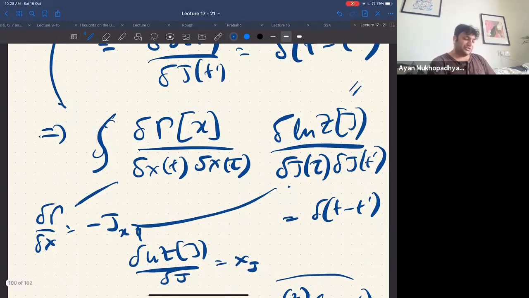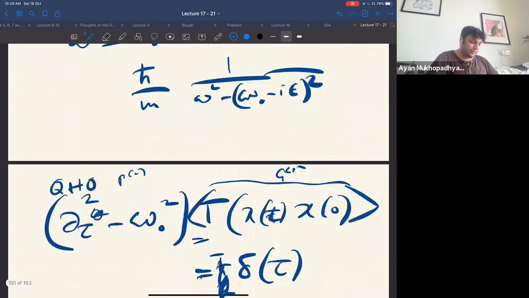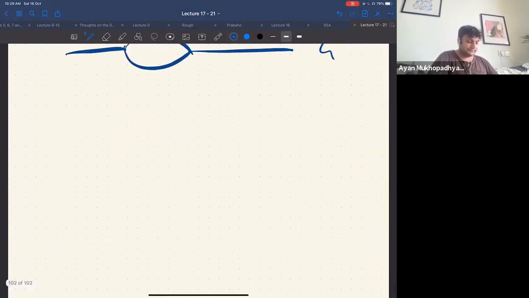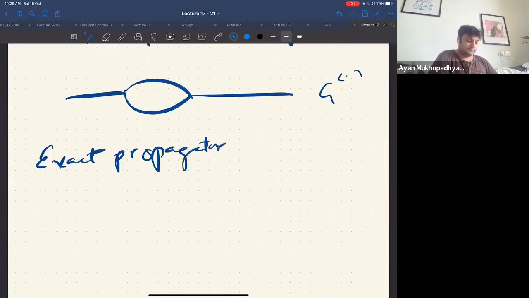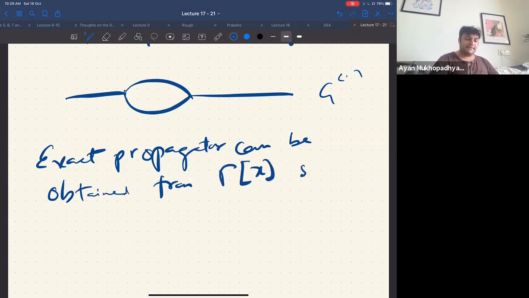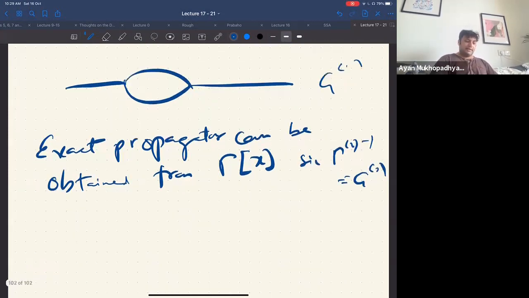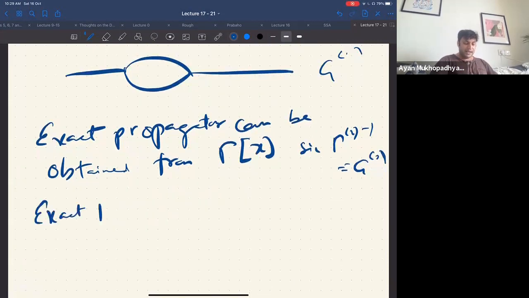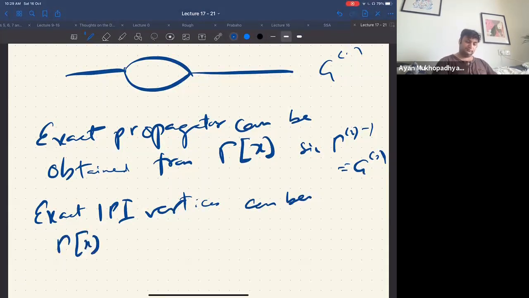Okay, so now what we see is that the exact propagator can be obtained from gamma x, since gamma 2 inverse is equal to the exact propagator itself with a minus sign. Now we can also show that exact 1PI vertices can also be obtained from gamma x. This is something that we are going to prove now. So all the 1PI vertices can also be obtained from gamma of x, right? And then we are done.